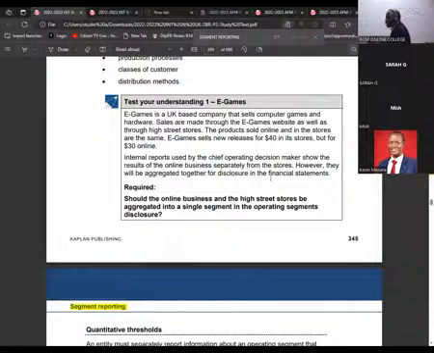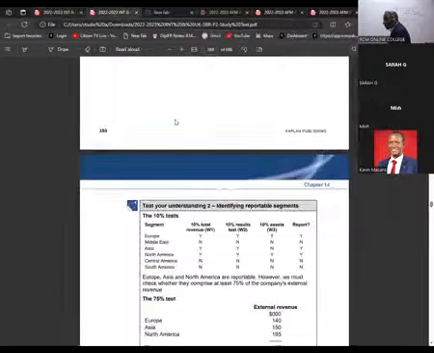So basically, they are treating these as independent segments. However, they will be aggregated, put together for disclosure in the financial statements. So, required: should the online business and the high street stores be aggregated into a single segment in the operating segments disclosure? If you treat this as a single segment, if you aggregate them, you are making a mistake. And I would want to read the answer here very fast.